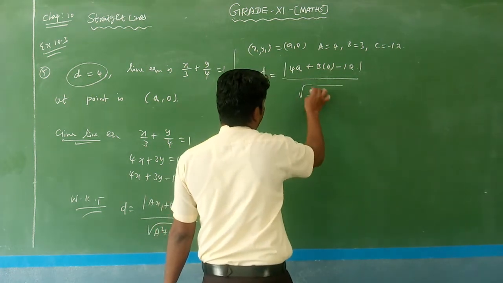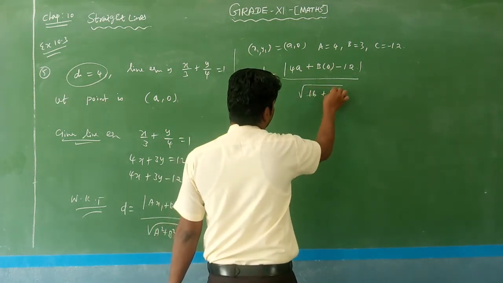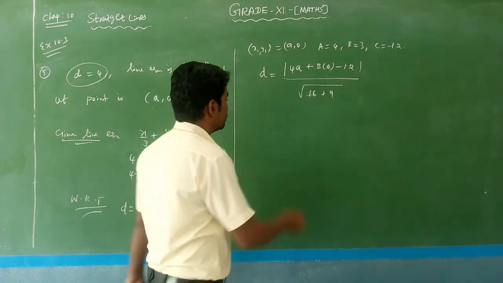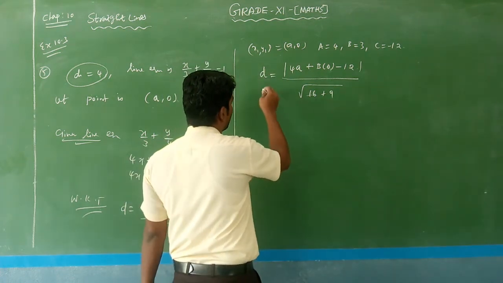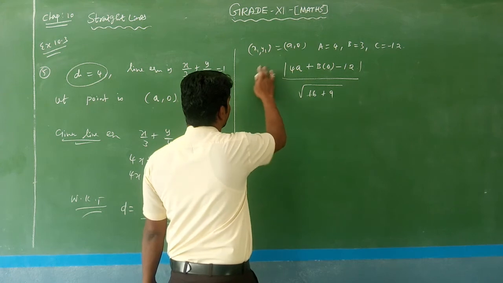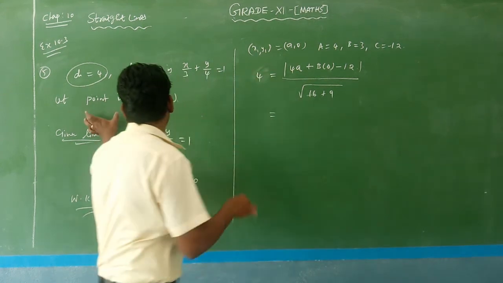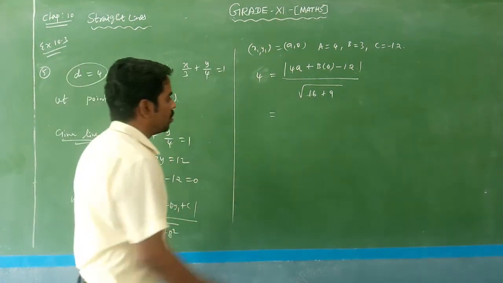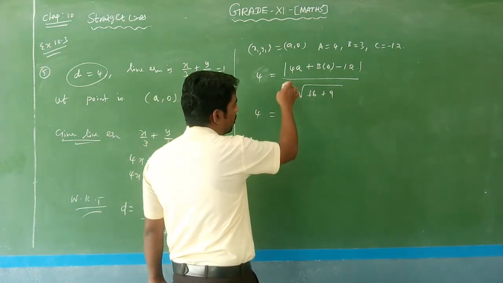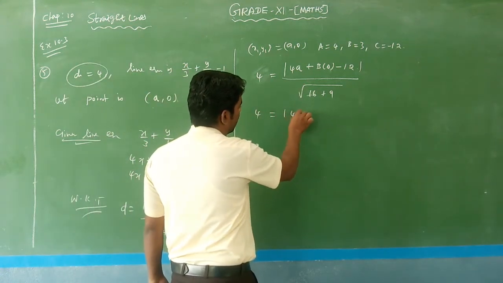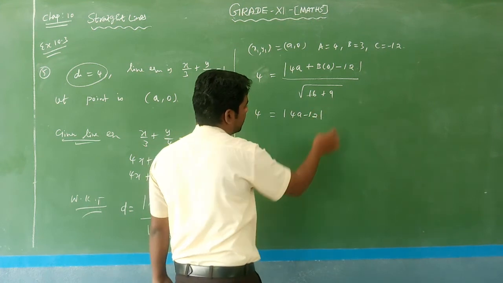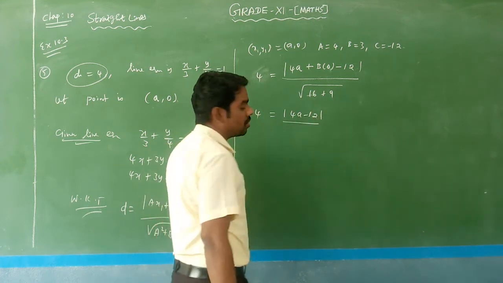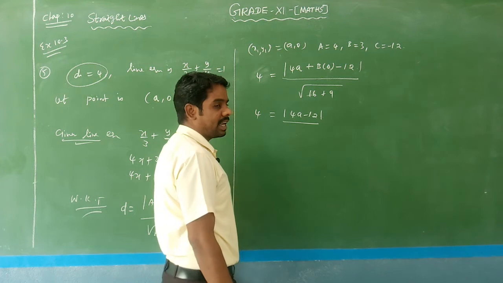A square is 4 squared, 16, plus b square is 3 squared, 9. So simplify this value. Here is another given piece of information: the distance is 4 units. So 4 is equal to modulus of 4a minus 12 divided by root of 16 plus 9. 16 plus 9 is 25.